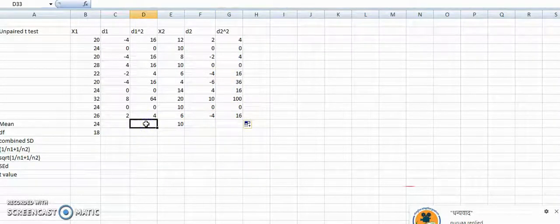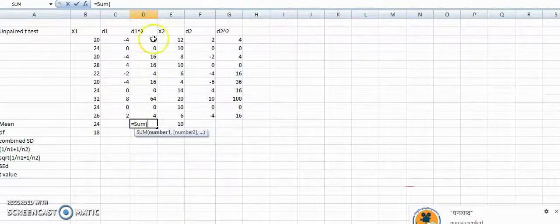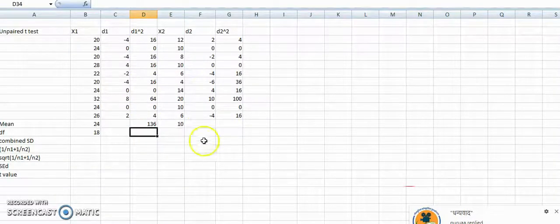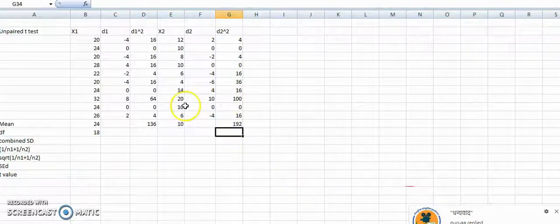Now let us sum up this data. So the sum of all these deviation squares gives you a value of 136. Similarly, it will give you a value of 192 for the second data.